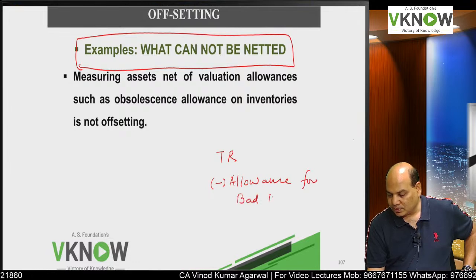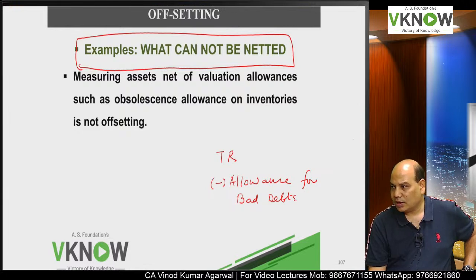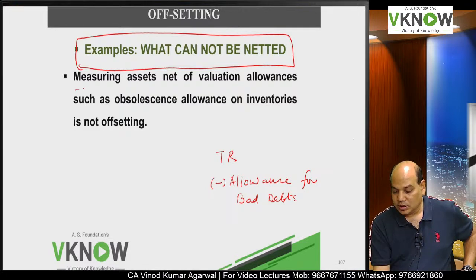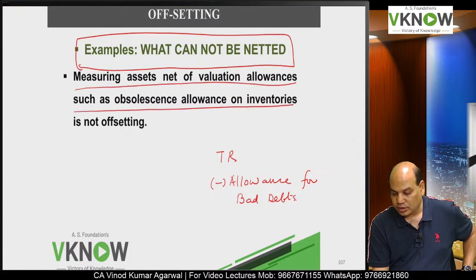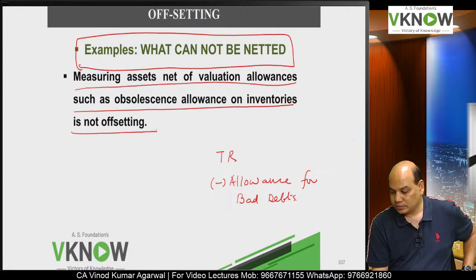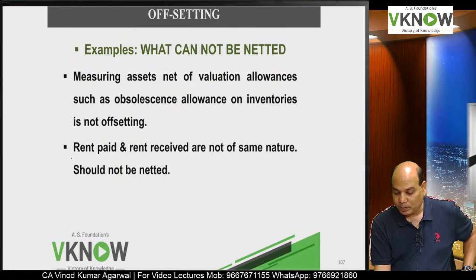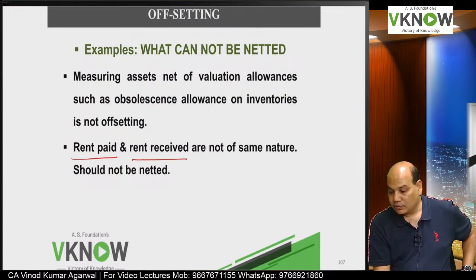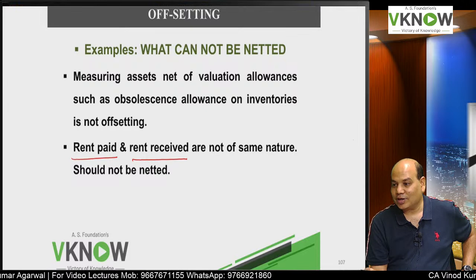This we present separately, both lines, because it is a requirement of the standard. Measuring an asset net of a valuation allowance, such as an obsolete allowance on inventory, is not offsetting. Then one interesting example: rent paid to one party, rent received from another party. Just because it is rent, you can't write the net amount and it will not be netted.